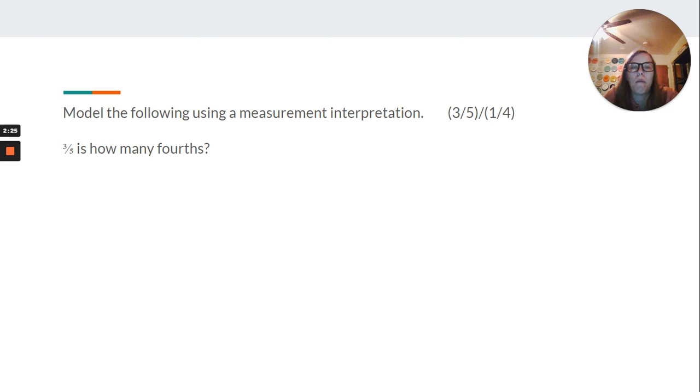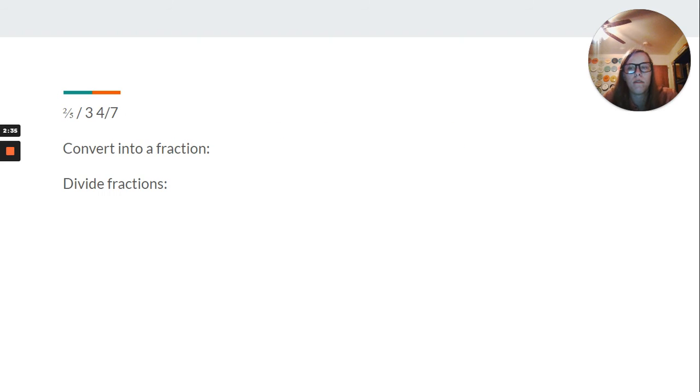Model the following using a measurement interpretation. So 3/5 divided by 1/4. So 3/5 is how many fourths? 12/20 divided by 5/20, because we need them to have the same denominator, is 12/5, or 2 2/5.